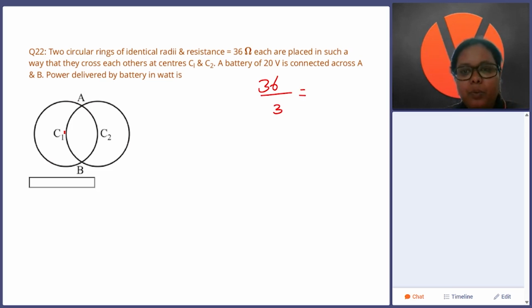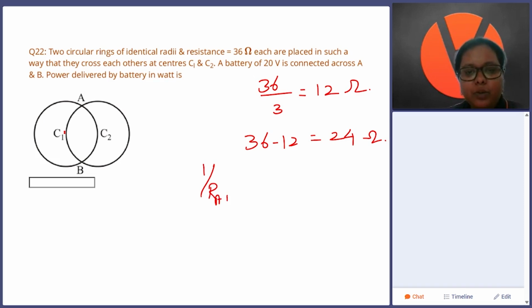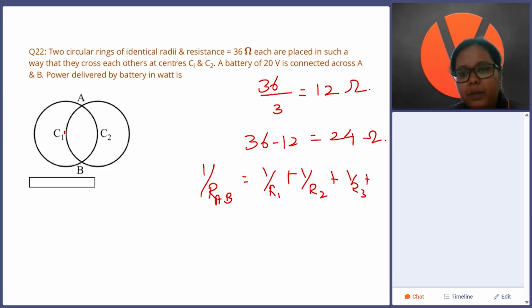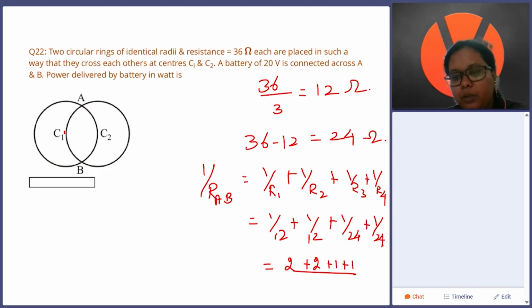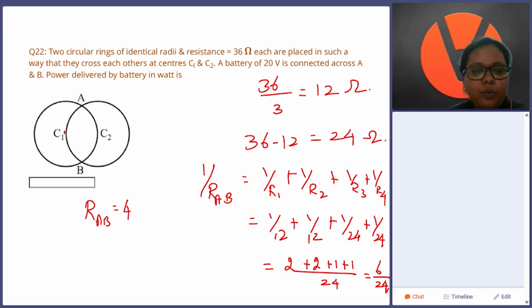So 36 by 3, it would be 12 ohm. So if one part is 12 ohm, total is 36, means 36 minus 12 would be 24 ohm. Okay. So what is the effective resistance of AB combination? So what I will do here is 1 by R1 plus 1 by R2 plus 1 by R3 plus 1 by R4 total value. So what I will have here, 1 by 12 plus 1 by 12 plus 1 by 24 plus 1 by 24, right? So here also like 2 plus 2 plus 1 plus 1 divided by 24. So 6 divided by 24. So our resistance would be 4 ohm, right?